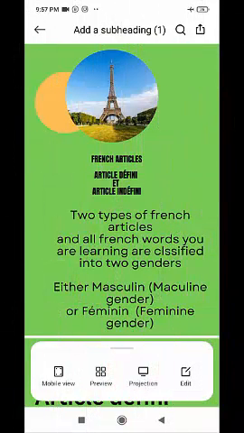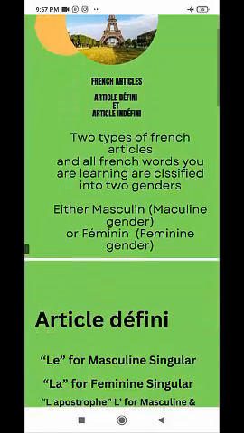French articles. Article défini et article indéfini. There are two types of French articles, and all French words you are learning are classified into two genders, either masculine gender or feminine gender.